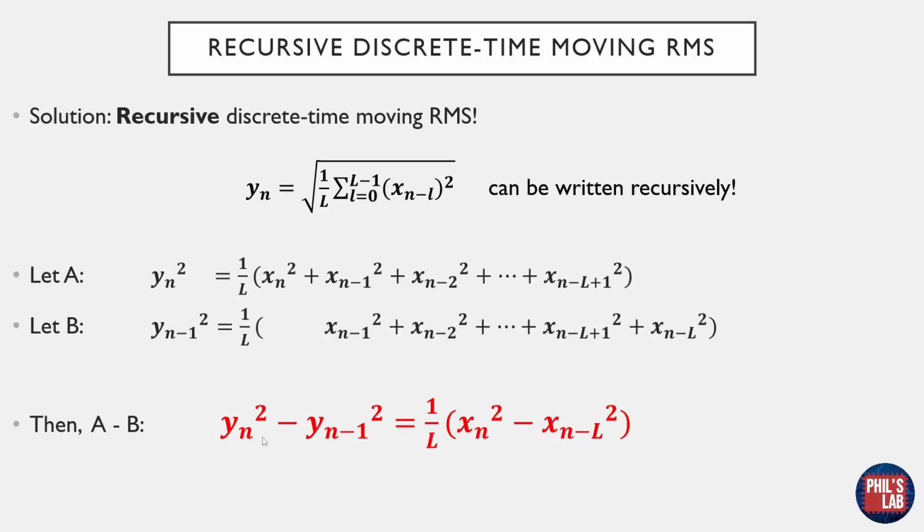And then what we're left with is the current RMS value squared minus the previous RMS value squared is the current input sample squared minus the L-th previous input sample squared divided by the number of samples. So that's quite a mouthful, sorry for that. It's easier to visualize with this equation, but it turns out we can do this recursively.